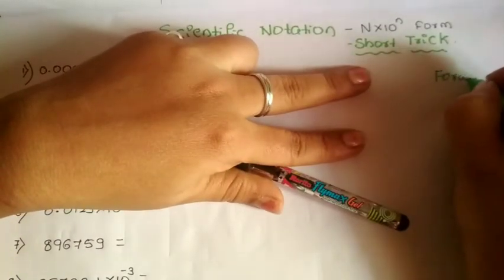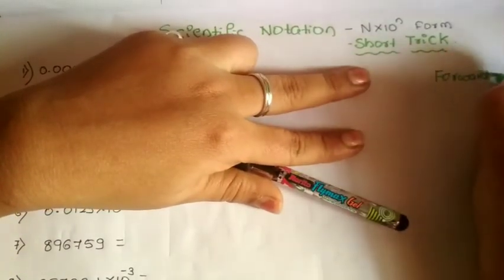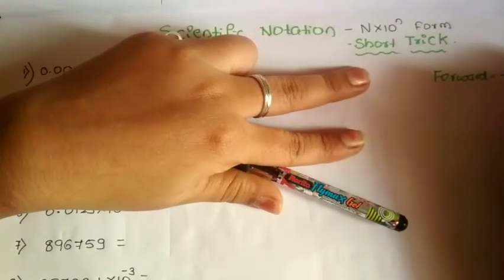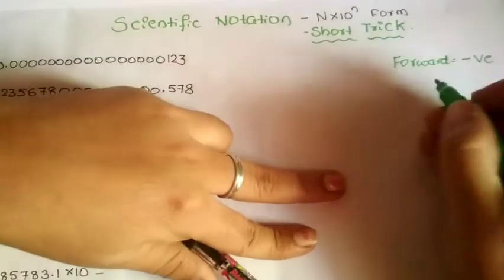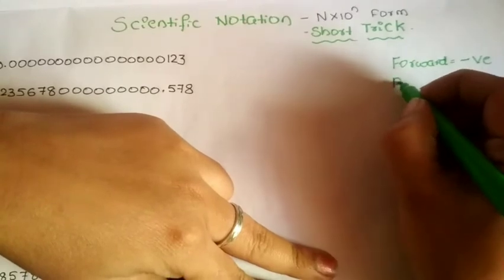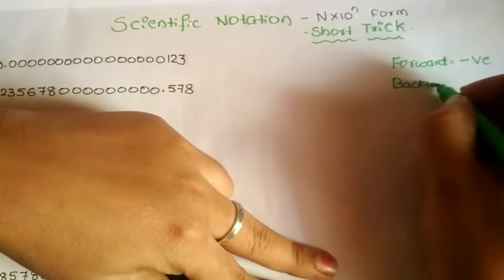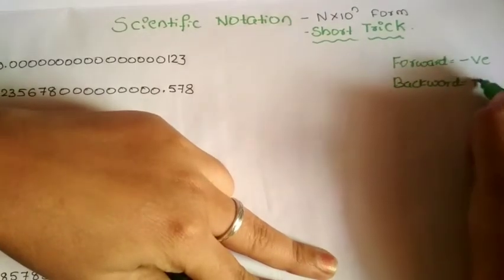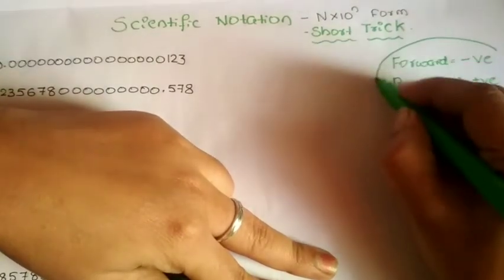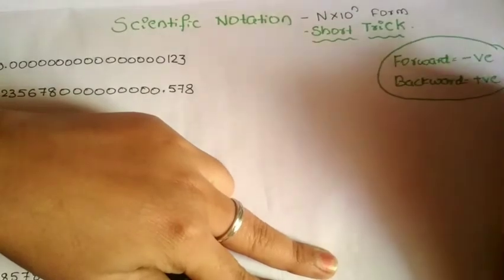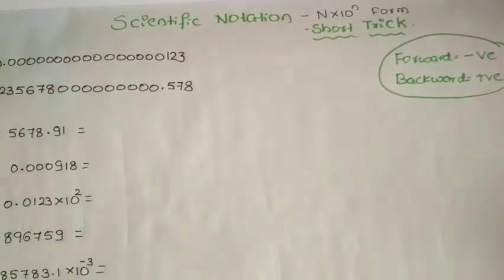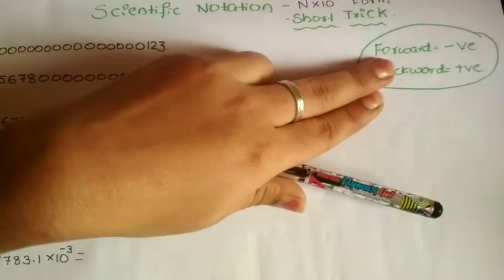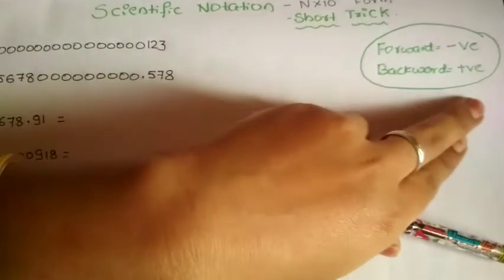Forward means negative, backward means positive. This is the short trick you have to remember, dear students. Backward means positive. Do remember these two. Ma'am, what do you mean by forward and backward? You will get to know shortly. So remember: forward negative, backward positive.